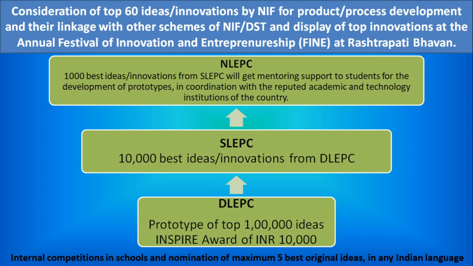As I have told you, the internal competition in school and nomination of a maximum of 5 best original ideas in any Indian language should be done. After that, the top 1 lakh ideas get the Inspire Award of INR 10,000. For this, during registration and nomination, the students have to give their bank account number with IFSC code in their own name. The personal account details should be given, so that the Inspire Award amount will be credited directly to their account.